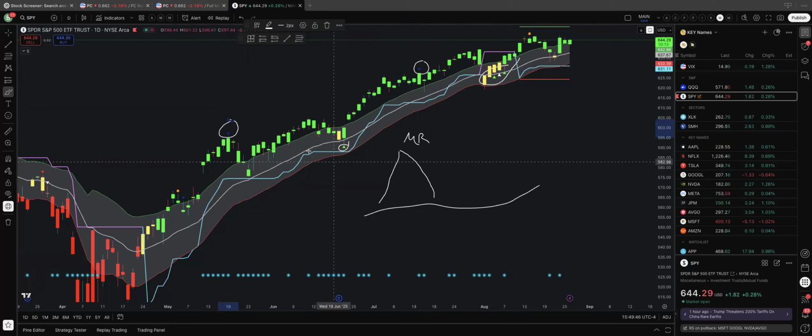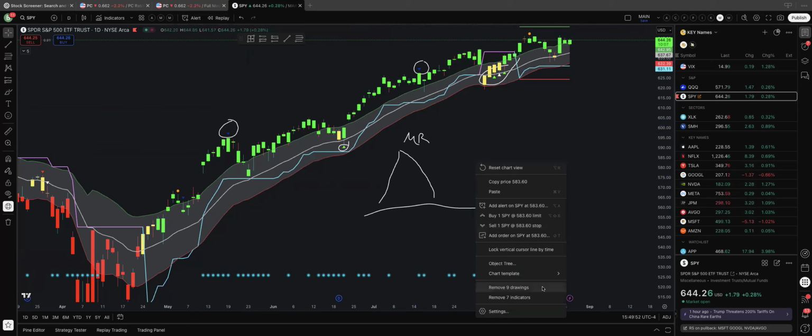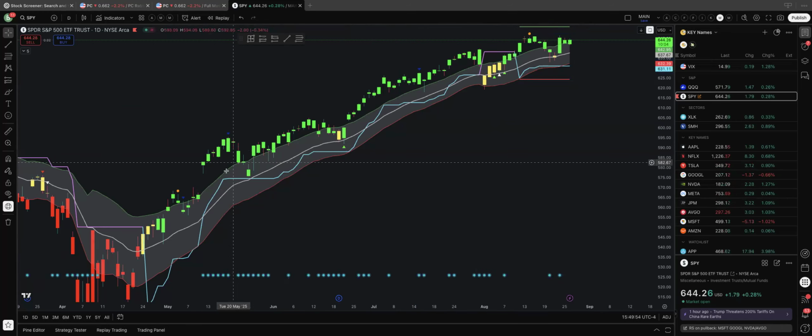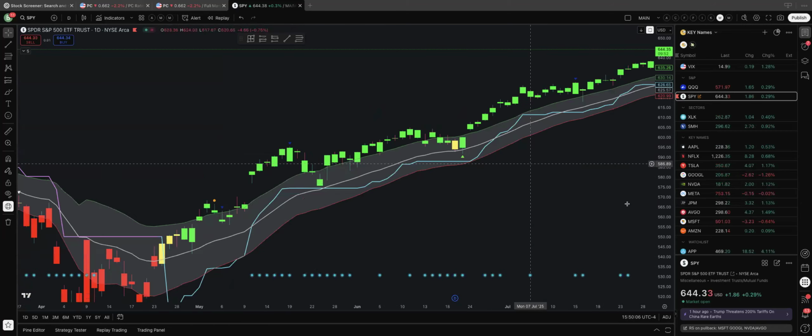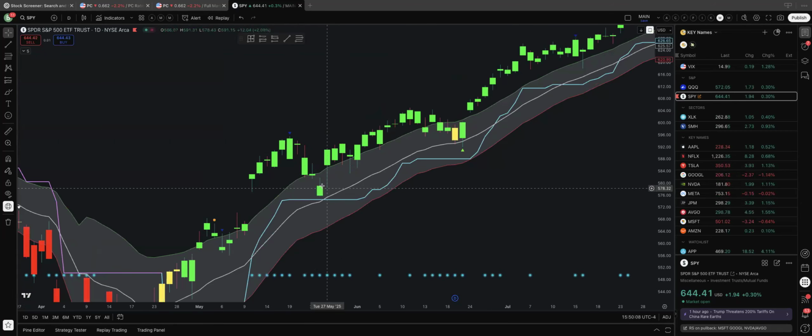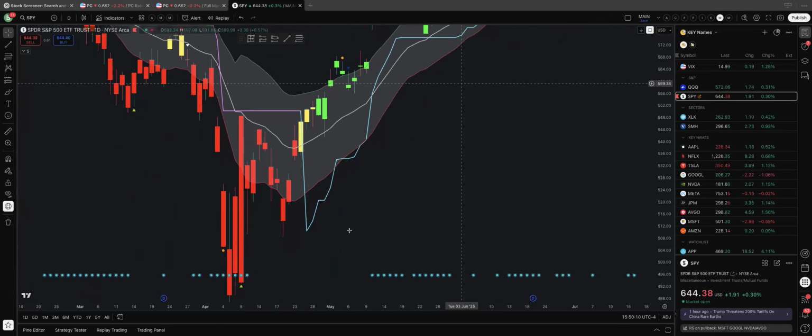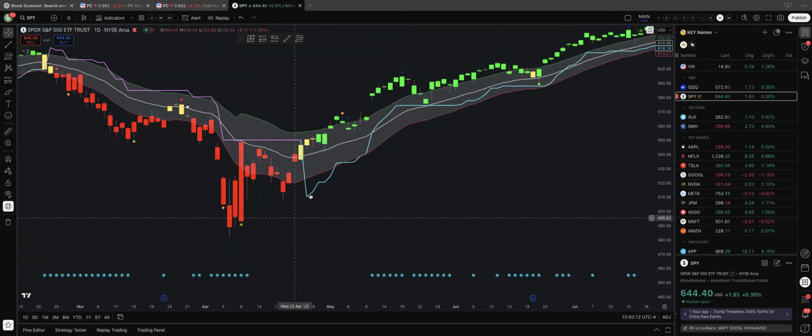I'm not necessarily trading these, but I am using them to gauge: should I be buying more calls here? Should I be buying more stock, or should I be waiting for a pullback? In this case, it would have been waiting for a pullback because we got the sell signal here and then we got this move down. The arrow pointing down indicates that it's a sell signal. The arrow pointing up indicates it's a buy signal.